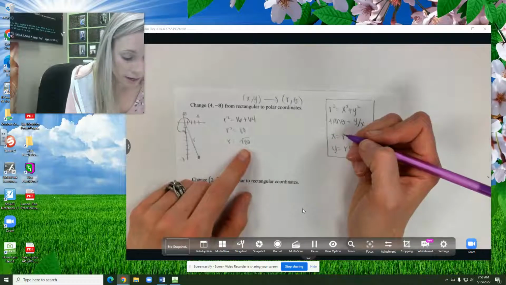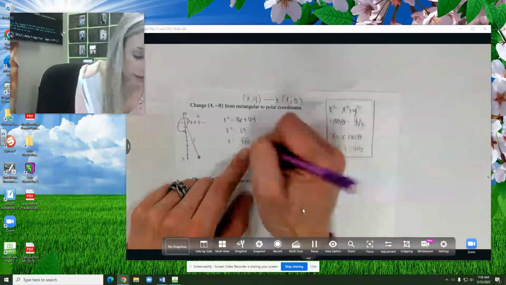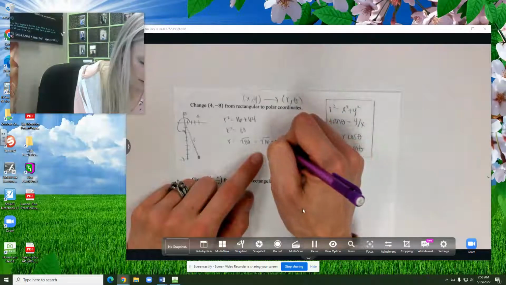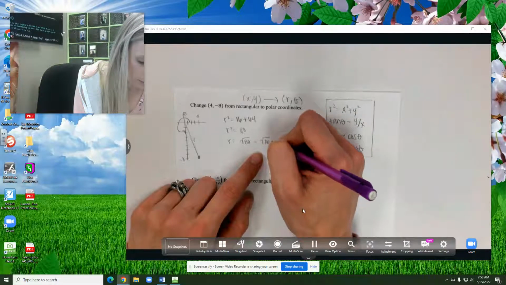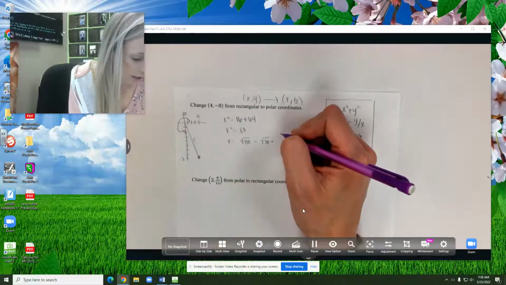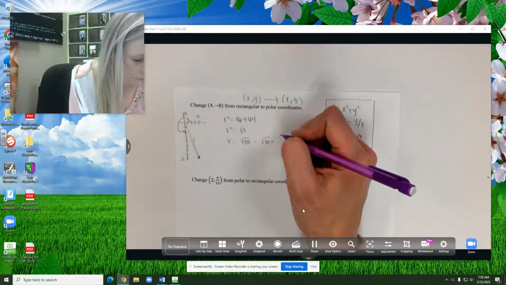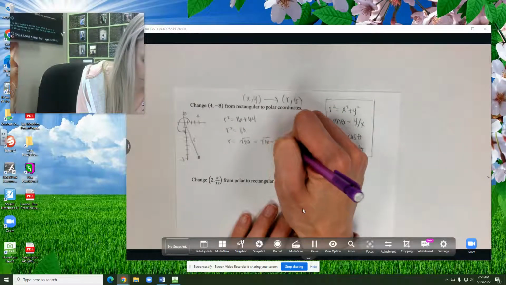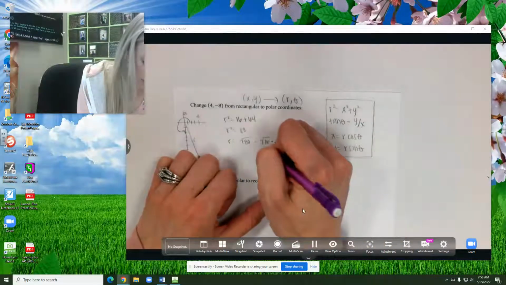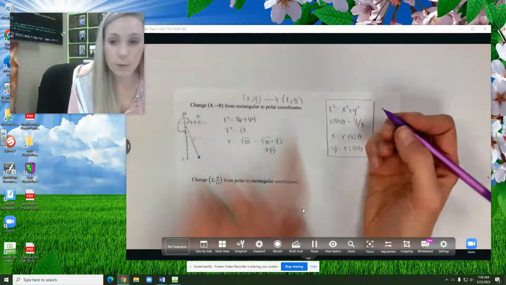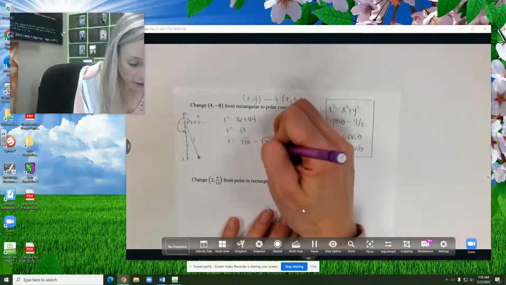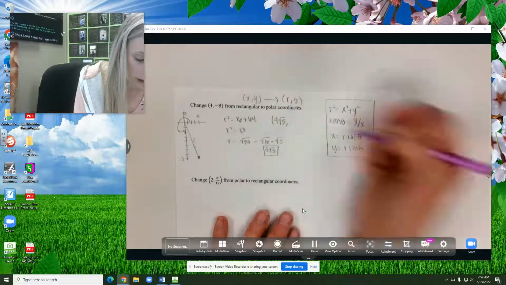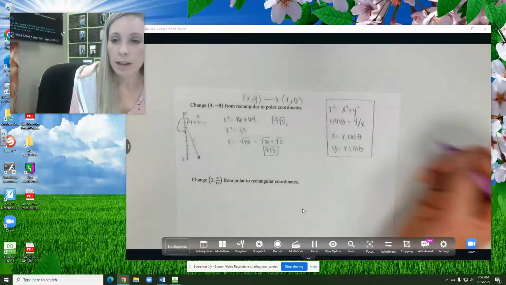So if I were to break down the square root of 80, that's the same thing as the square root of 16 times... let's see, no, it can't be 16 times 4. 16 times 5. The square root of 16 is 4, so r is 4 root 5. That is your r value. That's what I'm going to plug in right here, 4 root 5. And now I need to find my theta.